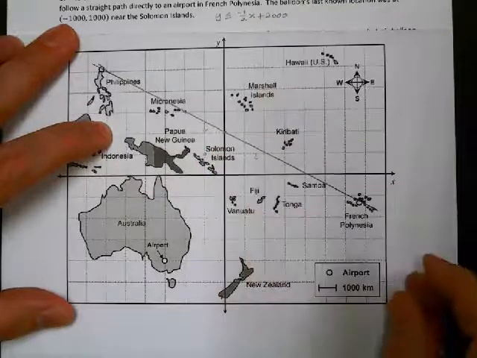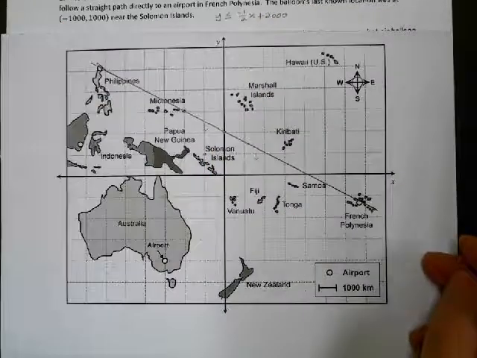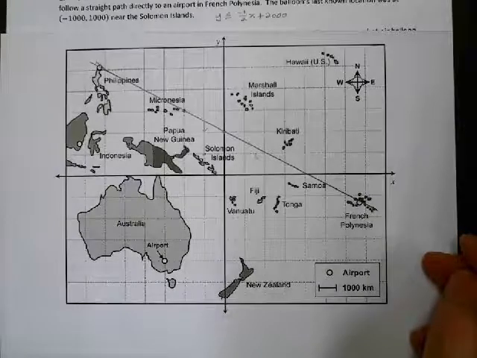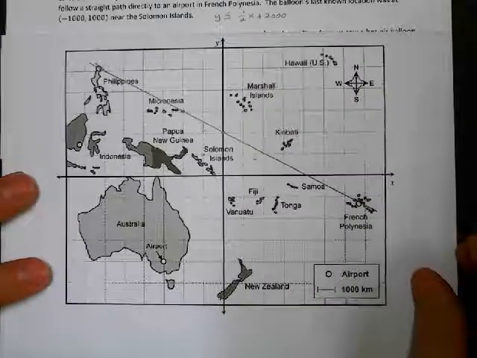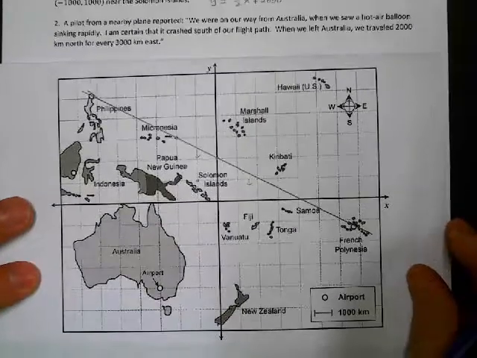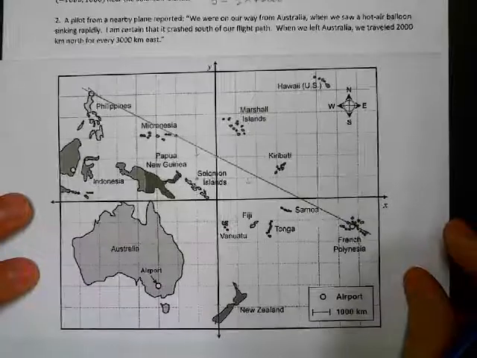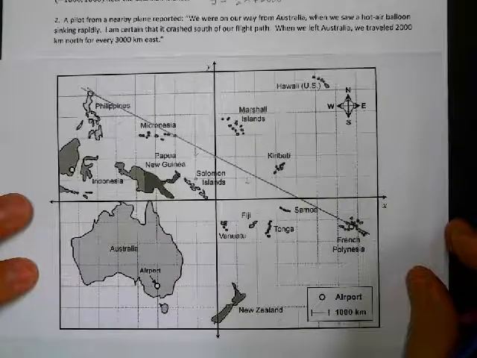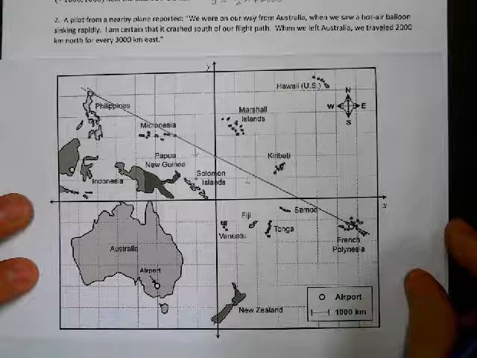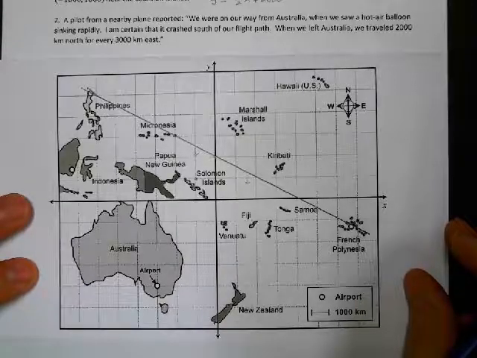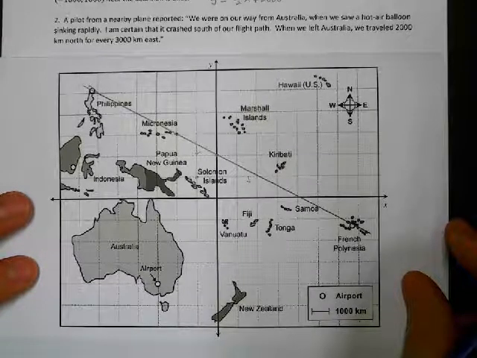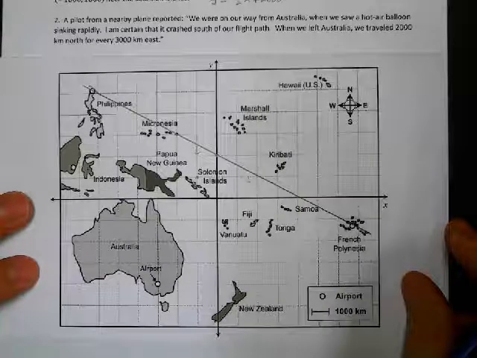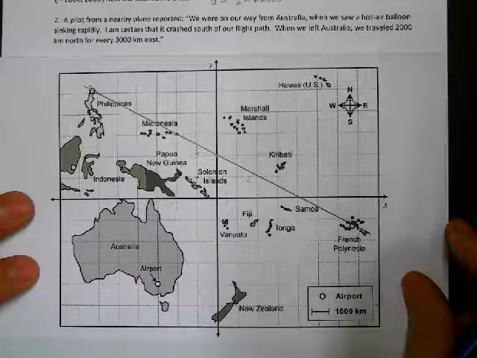All right, so not bad. About half the ocean I don't have to cover now. It's helpful, maybe a little. All right, let's see if we can narrow down the search a little bit more. A pilot from a nearby plane reported, "We're on our way from Australia when we saw a hot air balloon sinking rapidly. I am certain that it crashed south of our flight path. When we left Australia, we traveled 2,000 kilometers north for every 3,000 kilometers east."